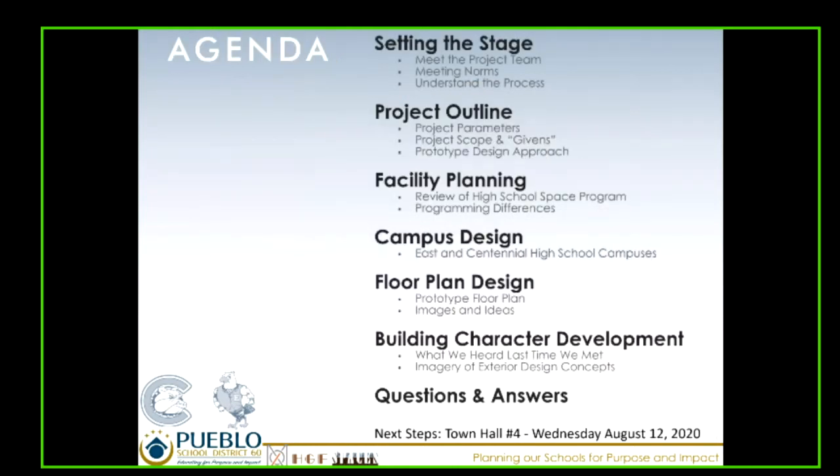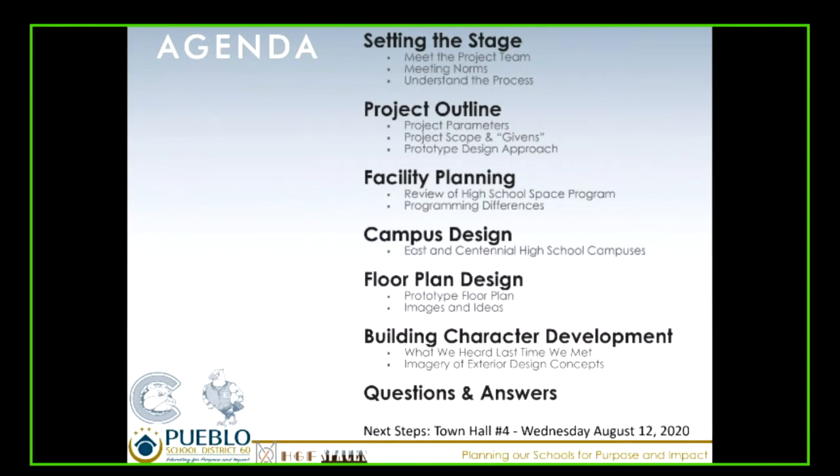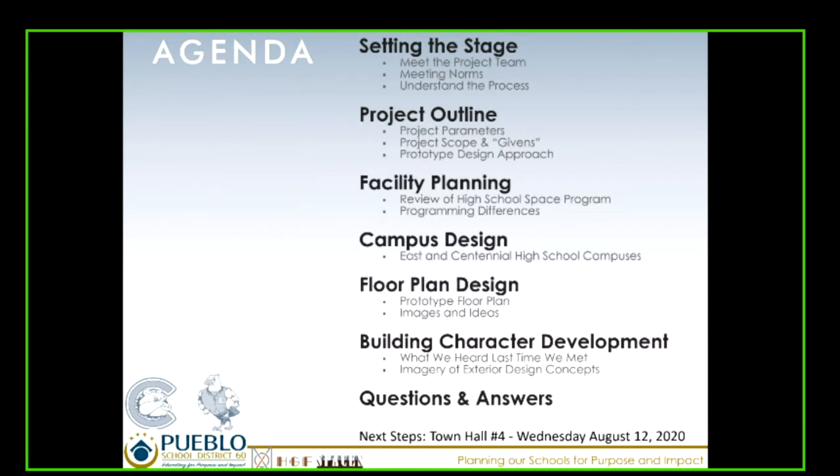Our agenda tonight will be setting the stage. We just met the project team, and we'll go through the process and where we are in it. Project outline: we'll talk about project parameters and scope of the project, just to remind us at the beginning of every presentation where those are, and for those that are new, what the outline is of parameters, scope, and design approach. Then we will do facility planning and review the high school space program with Amy Urko and programming differences between the two high schools, such as the CTE program.